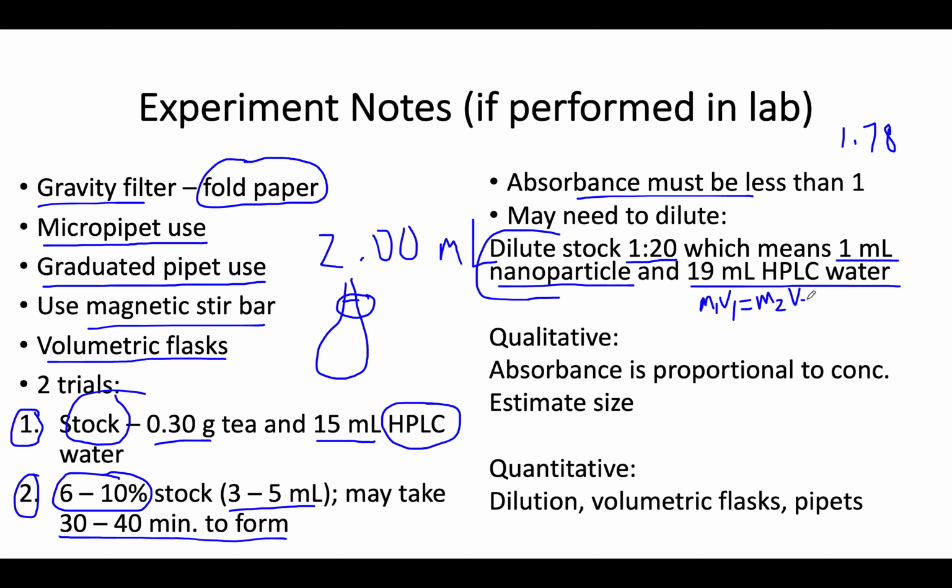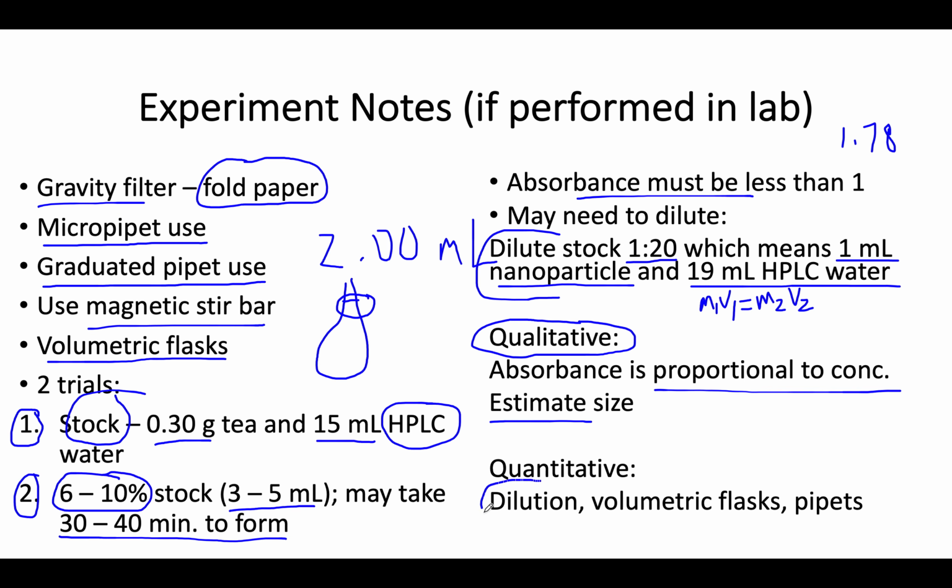So if this was quantitative, you could solve for it. But that leads us to the next point. This is very qualitative. This experiment 3, you want to know that absorbance is proportional to concentration. We're not finding the specific concentration. You're just estimating the size. Okay, this is not what is the size specifically. Is it 30.4 nanometers? No, we're just estimating based on our absorbance.